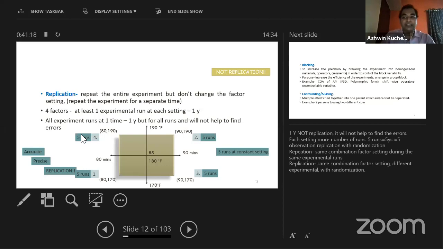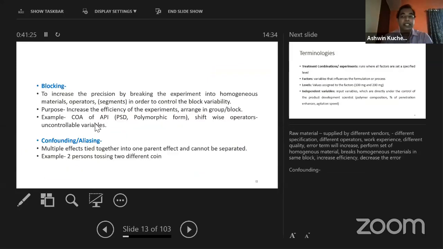You don't have to randomize them. So this is the difference between replication and randomization. So let's go for the third principle in experimentation, that is blocking.